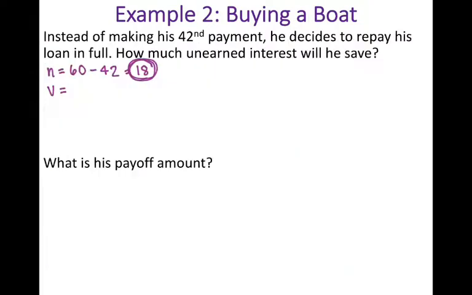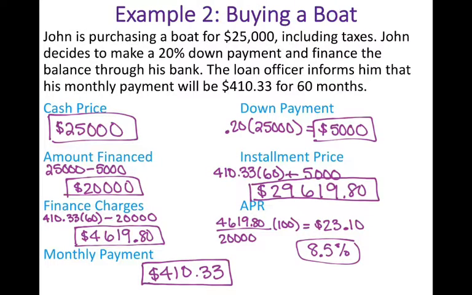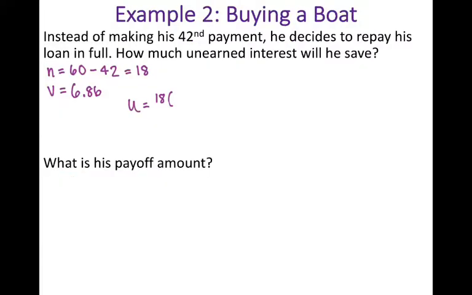$6.86. I had to say it several times so I would actually remember once I get back to this side, because I didn't want to have to go back to my table. Okay, so now that I have that information, I can go ahead and solve for the unearned interest. That's going to be U. That is the number of monthly payments remaining times the monthly payment, which I'm going to get from the other slide, which was $410.33. So $410.33 times V, which is the $6.86, all over 100 plus the $6.86.